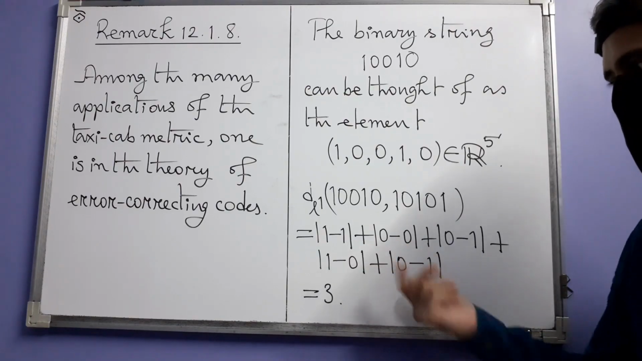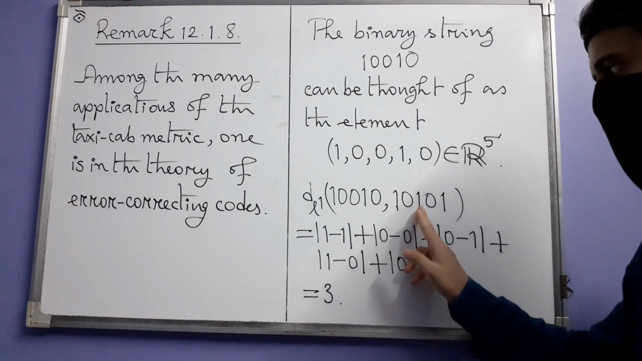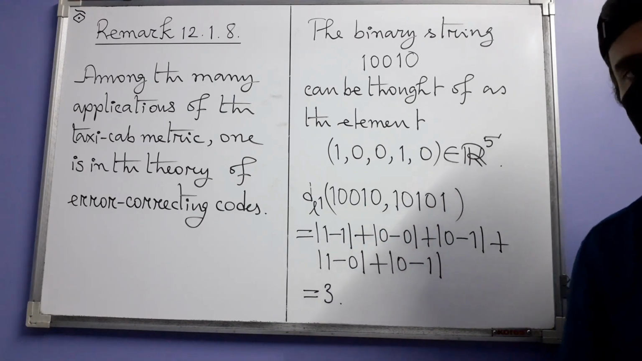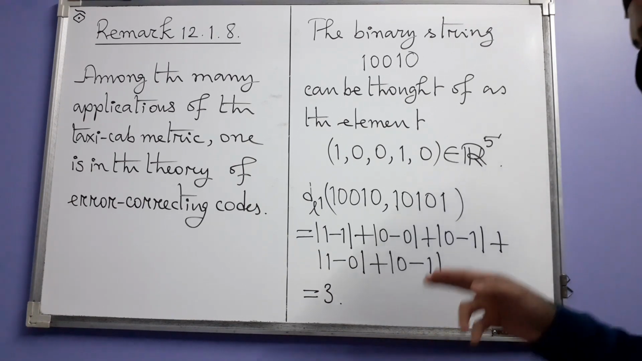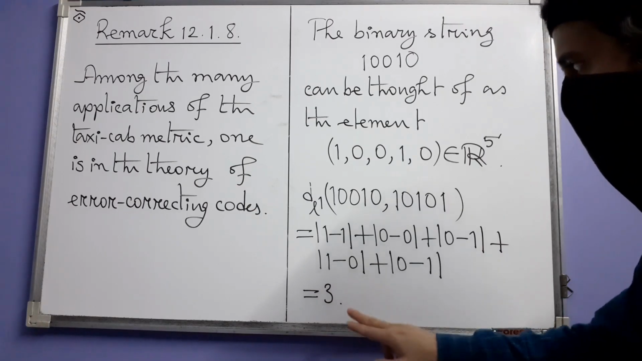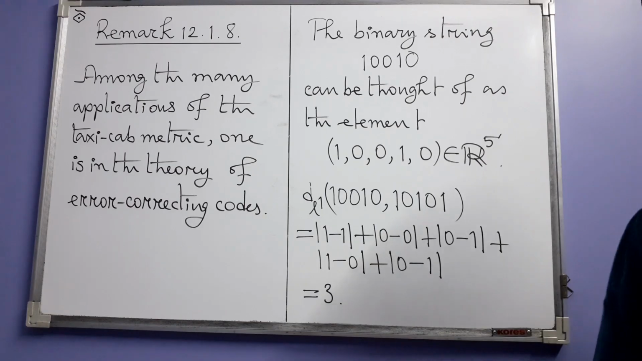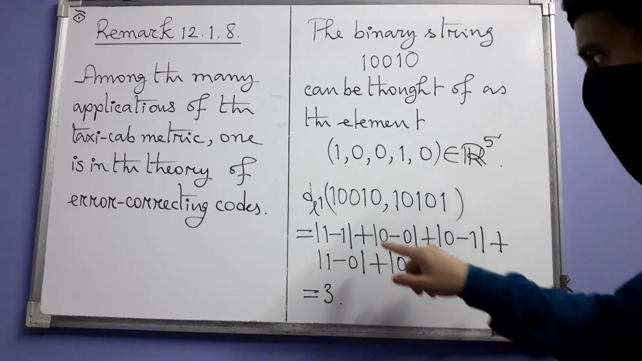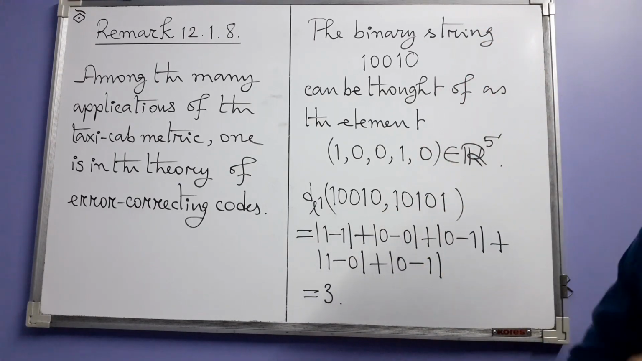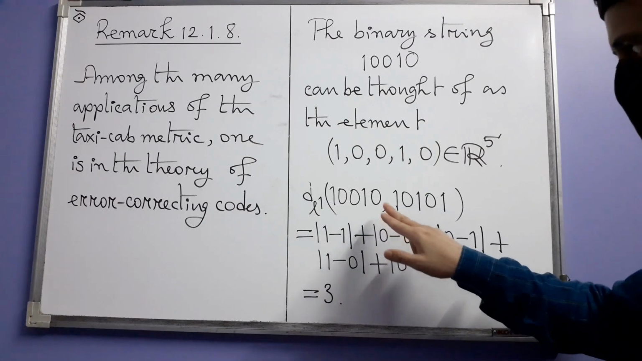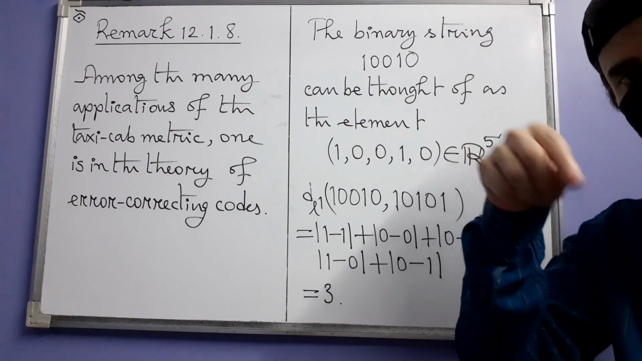Now how can you interpret this 3? How can you interpret this 3 as the distance between these two binary strings? What significance does 3 have? You see, 3 in a sense tells us how different the two binary strings are from each other, in the sense precisely that these two are different in precisely 3 places. In the first 2 places they are not different, but in the remaining 3 places they are different.